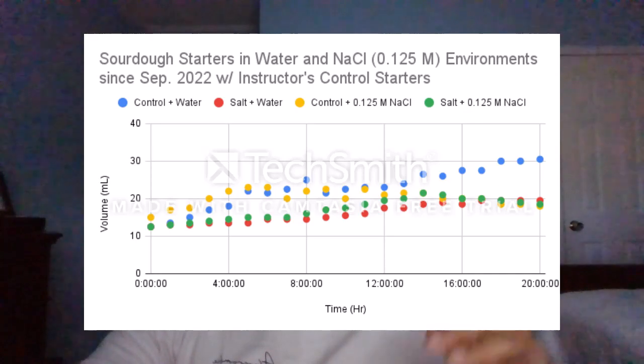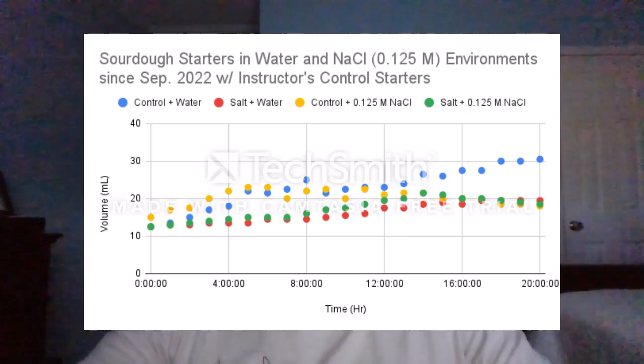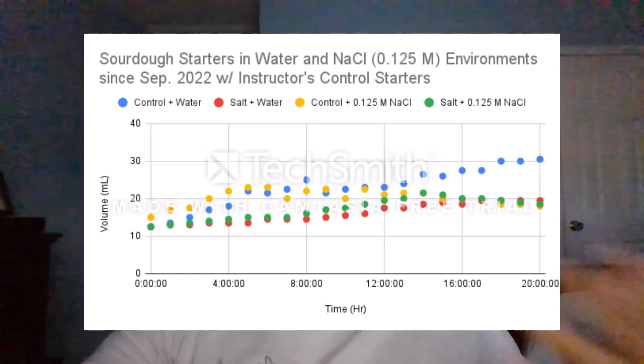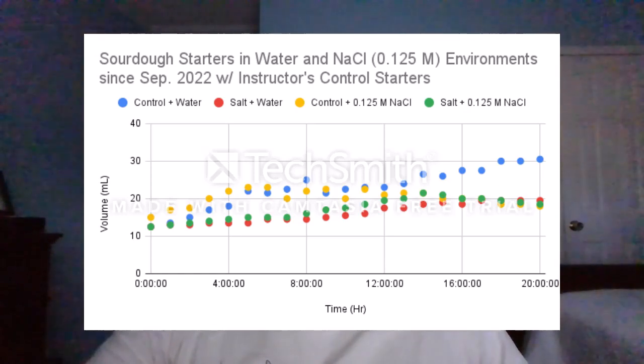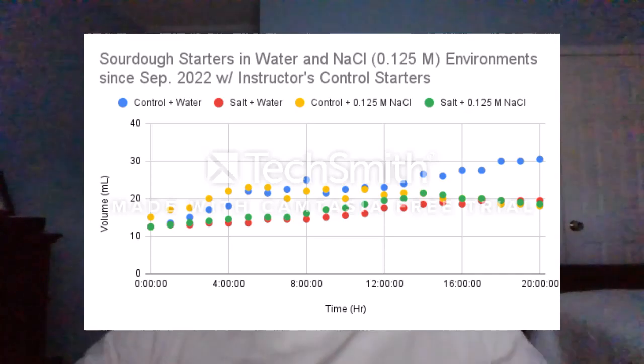Because of this similar pace amongst our salt sample and our instructor salt sample, it can be implied that our salt sample gained little to no resistance to salt. Contrarily, the microbial community within the salt starters may have been too damaged to grow. This is further proven when both are compared to our control sample, labeled in yellow, and our instructor's control sample, labeled in blue, which have not been fed salt water since September of 2022 and grew significantly more.